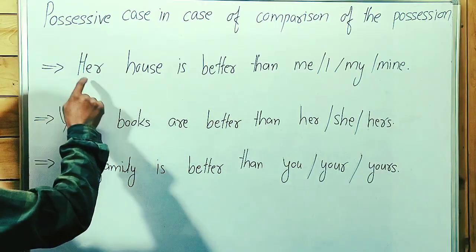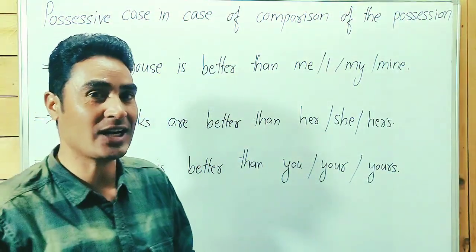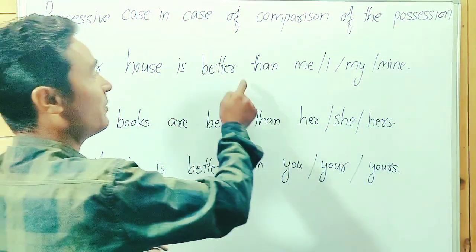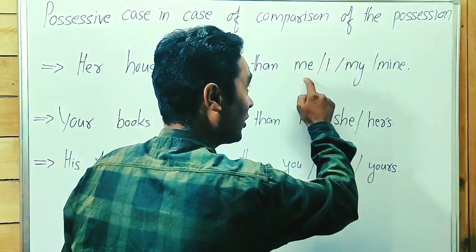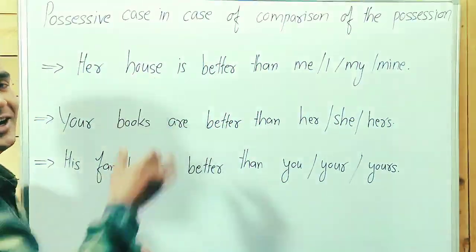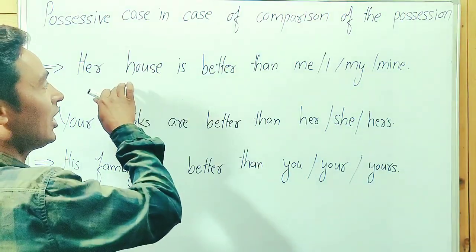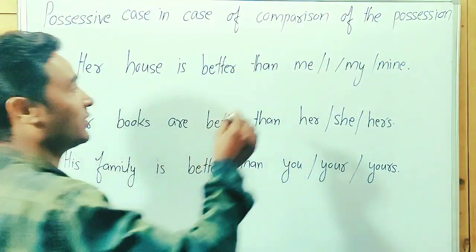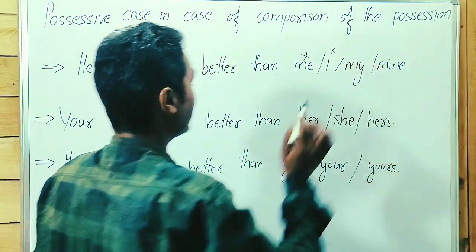Guys, point to be noted. We are talking about her house. Her house is better than, not me. Me is an object or person. Her house is a non-living thing. Her house and me, we can't compare. I, subjective case, no.